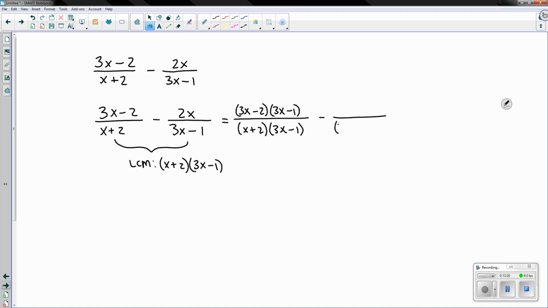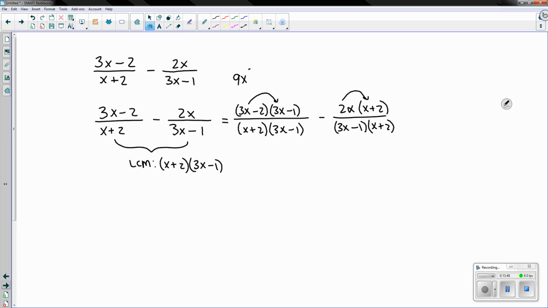Same idea for the second one. 3x minus 1 to x plus 2 times 3x minus 1. So we must also multiply the top by x plus 2 to stay consistent with the idea that we're multiplying by a form of 1. Now, because we want to combine like terms and ultimately find the difference, we're going to want to make these distributions here. So there's a double distribution in the first example.